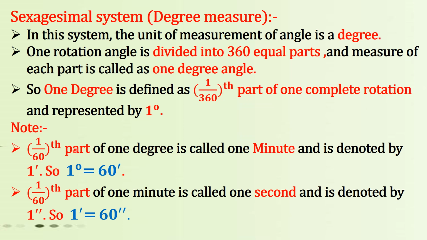Now, 1/60th part of 1 degree is called 1 minute. That means 1 degree consists of 60 minutes. And 1/60th part of 1 minute is called 1 second. That is, 1 minute is divided into 60 equal parts. So 1 minute consists of 60 seconds. Similarly, 1 degree is divided into 60 equal parts, and 1 degree is equal to 60 minutes.